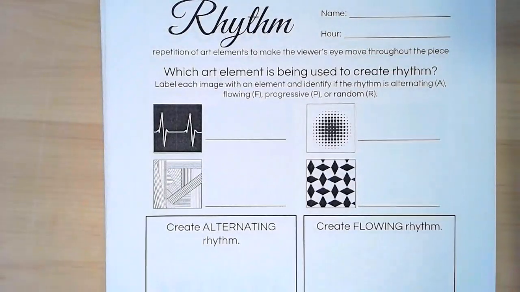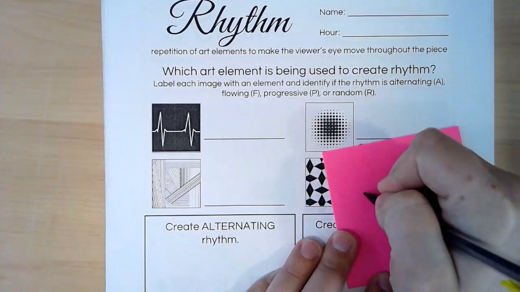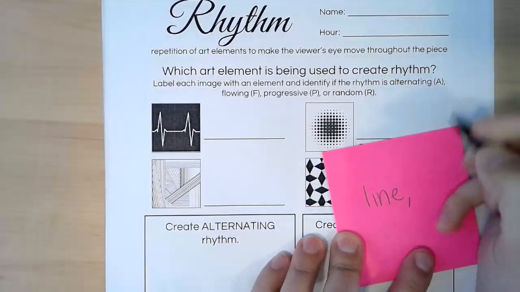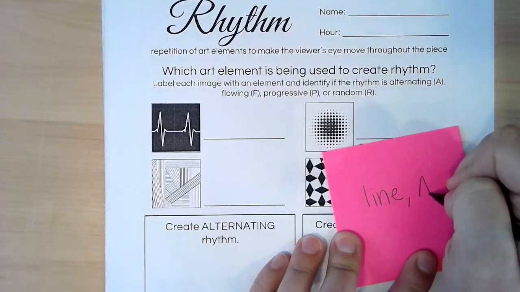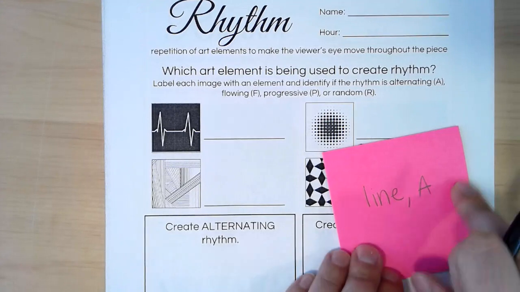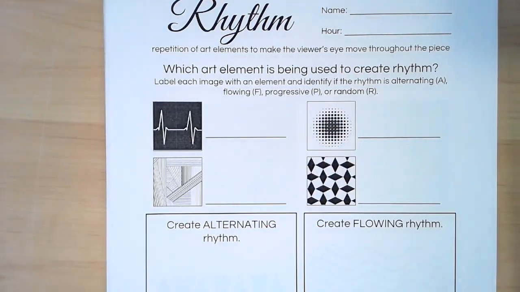So your answers are going to be kind of like this. I'm just going to use the two first ones. So line is our first element of art that we discussed, and then alternating is the first one. So your answer is going to look something like this. So like line, and then A for alternating. So A, F, P, or R for your answer. So that's kind of what it's going to look like.